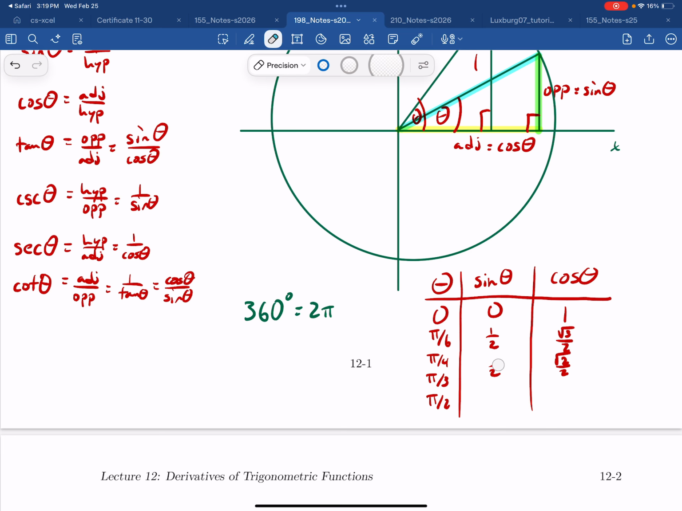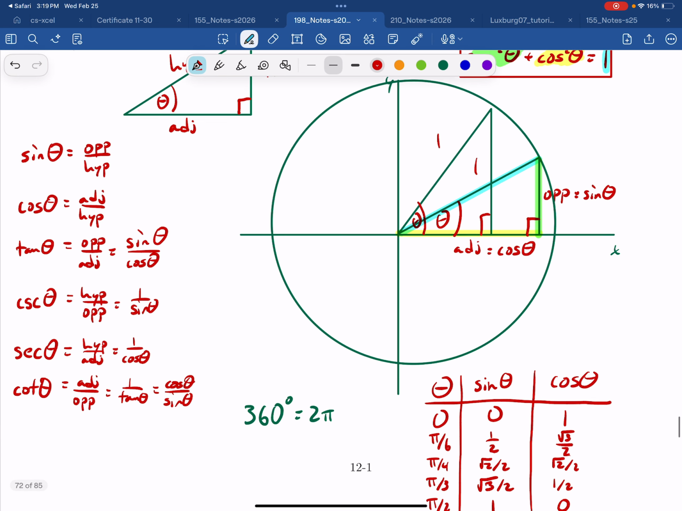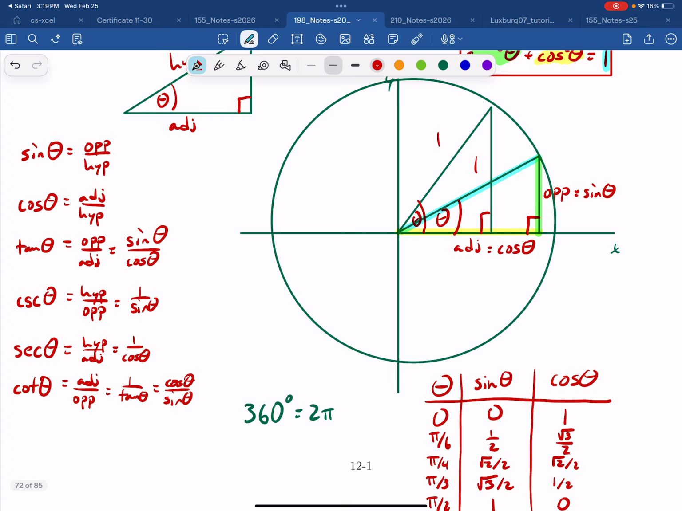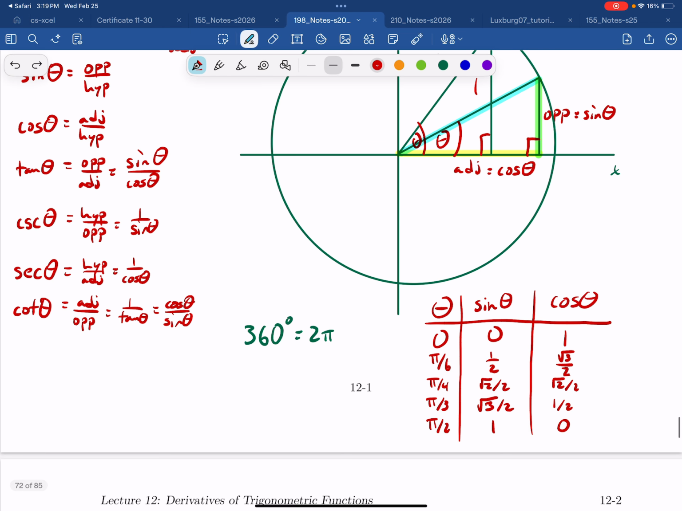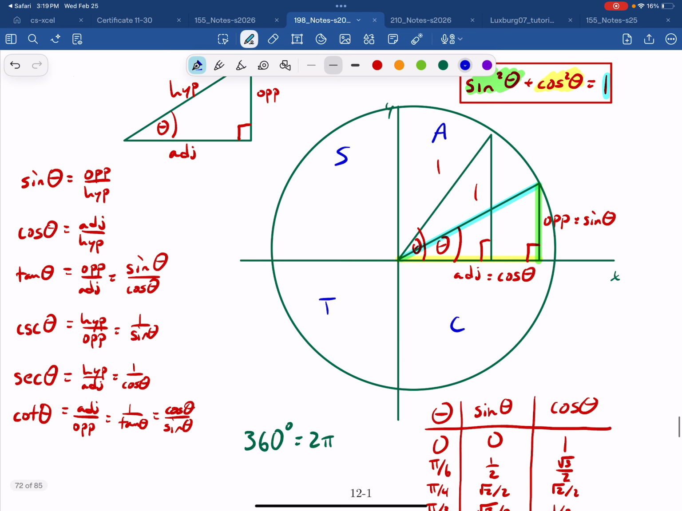Let me actually draw this diagonally for space reasons. For 60 degrees, we get this, and then for 90 degrees, we get that. And then it's the same thing for angles in these quadrants. It's just a matter of whether they're positive or negative. So you might remember this little mnemonic over here: All Students Take Calculus. But that's all for the trig review.